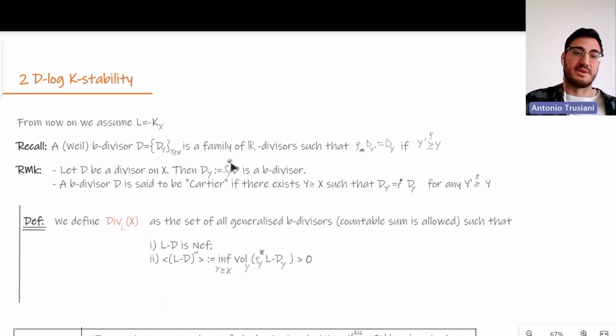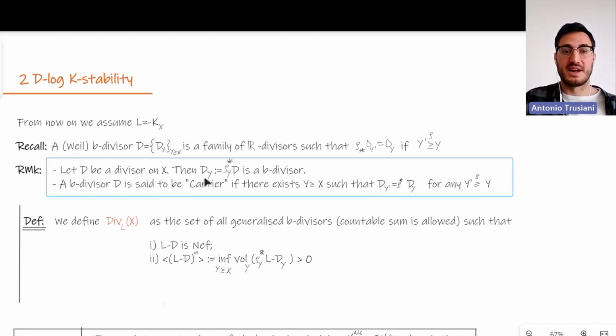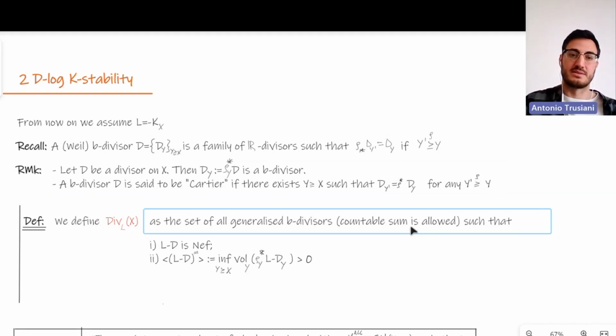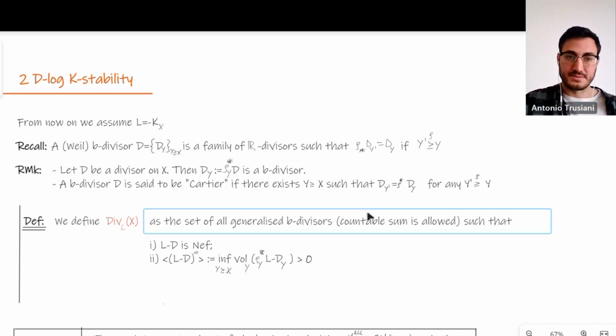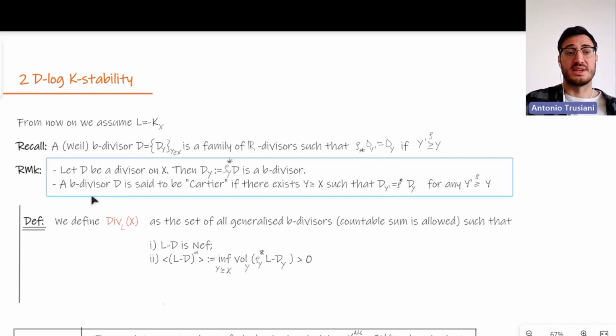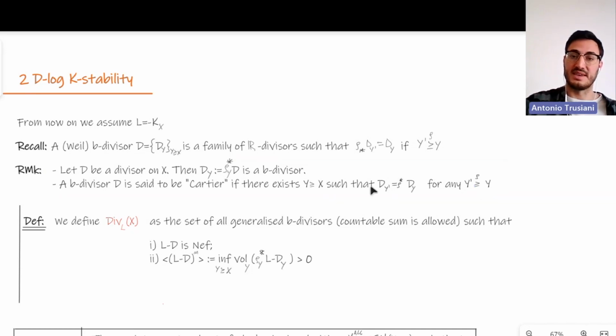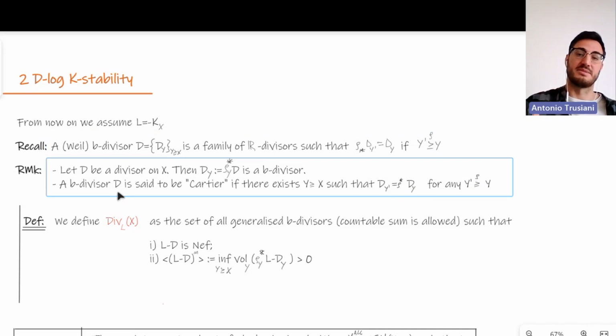An example is given by a divisor on X. You can define D_Y as the pullback of D, and this defines a b-divisor. And in general, a b-divisor is said to be Cartier if there exists a Y such that any other incarnation of D on Y' above Y is given just by pullback. So D is determined by Y, by D_Y.